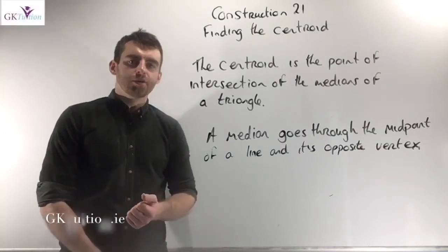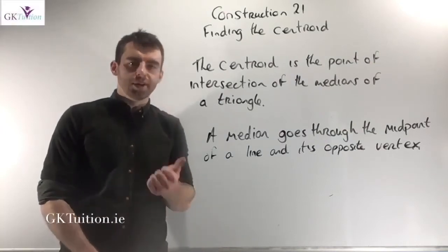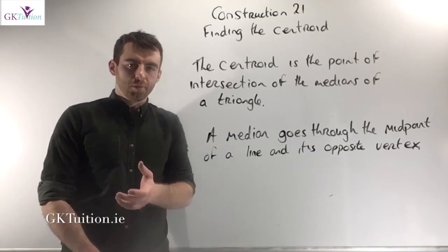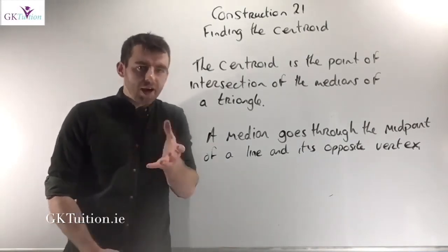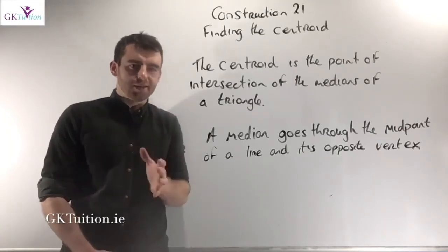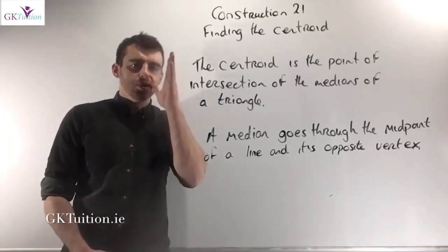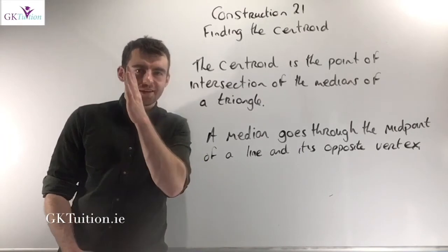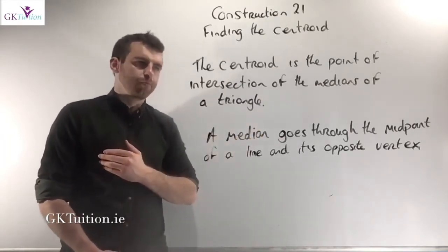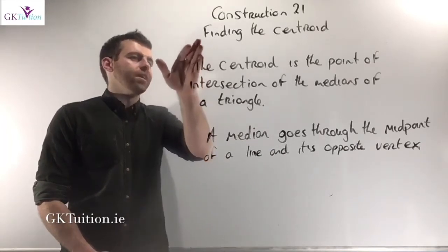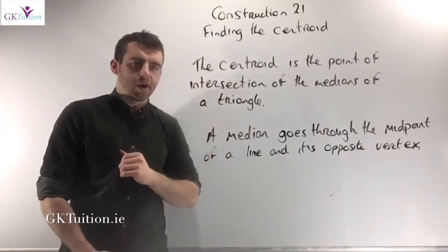Okay, the next two constructions we're going to do are on the centroid and the orthocenter. Both of them could come up in coordinate geometry, and both of them are very, very similar, so you could easily mix the two up. It's really important you go through in detail the difference between this one and what we're going to do in construction 22. Construction 21 is if you're asked to find the centroid of a triangle.